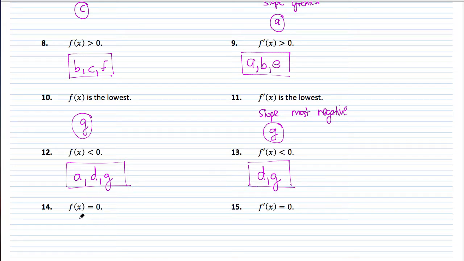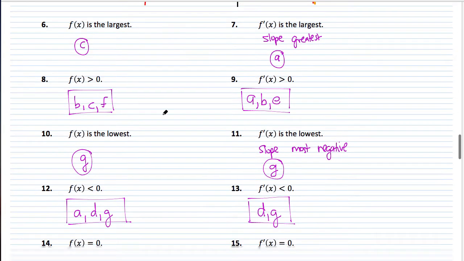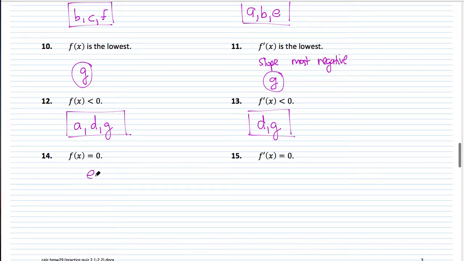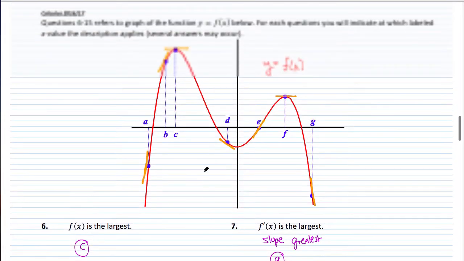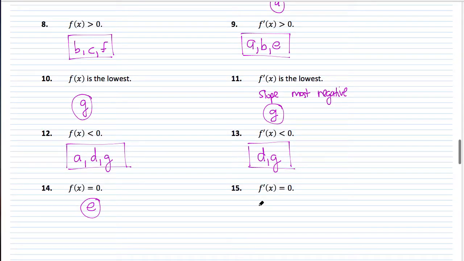So when is the value for the function 0? So the only location out of these where the value of the function is 0 is at E. That is where the function crosses the x-axis. And 15 asks, when is the value of the derivative 0? So when is the slope 0? So we have two locations based on our tangent lines. C has a 0 derivative and slope, and F has a 0 derivative and slope. So we have C and F.